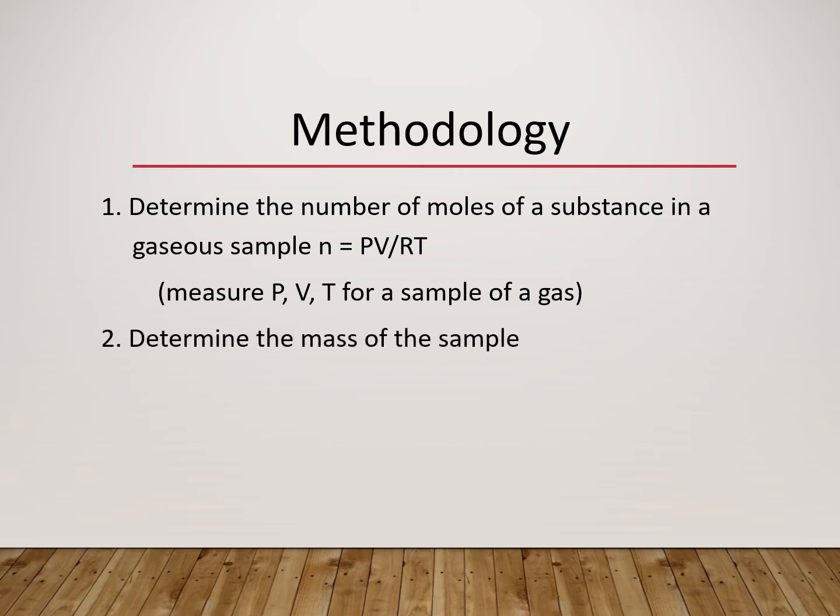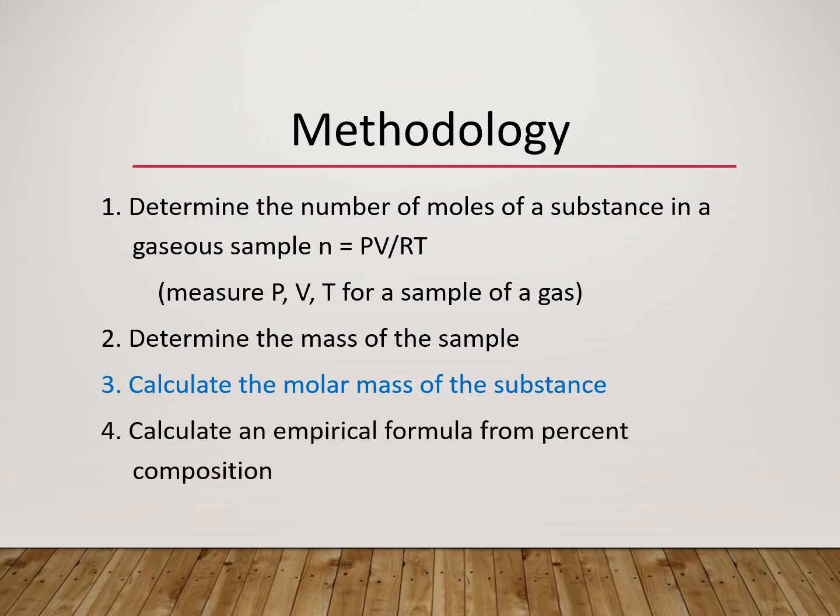From there we can determine the mass of the sample. Then we can use that to calculate the molar mass. So remember, molar mass is grams divided by moles. So we've got our mass in grams and we got our moles, so we can find the molar mass. Then we'll be able to calculate an empirical formula from percent composition, which I'll explain later. And then we can compare that empirical formula mass to eventually find our molar mass of our substance.